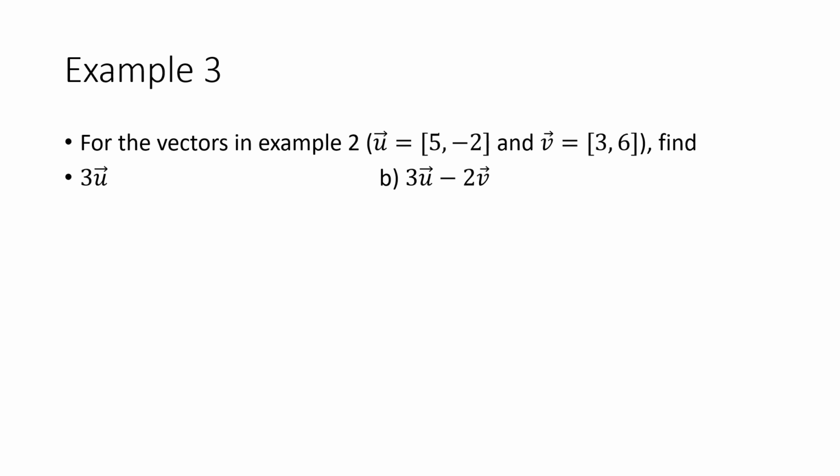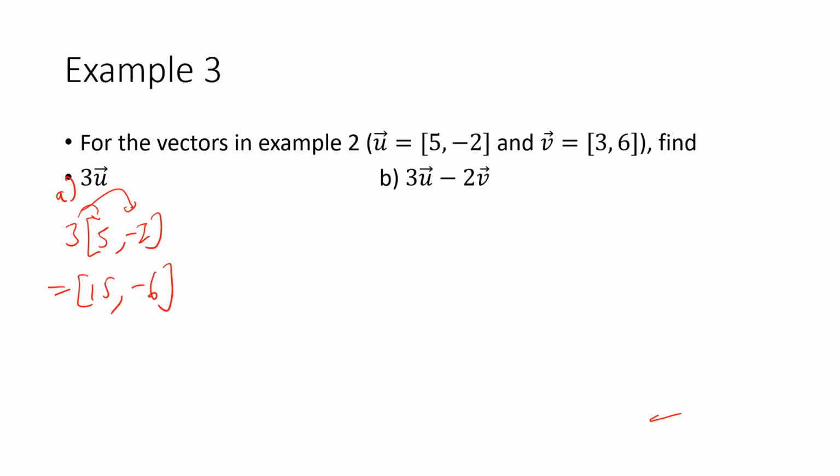All right, let's try example 3 now for the vectors in example 2. Let's try getting 3u and then 3u minus 2v. So 3u will be 3 times 5 and -2. All right, and so just distribute, right? 3 times 5 is 15. 3 times -2 is -6.